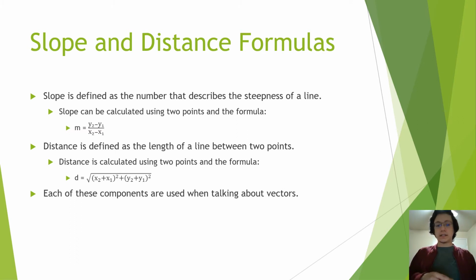It is the distance, or the length, of this line, where you would take x2 minus x1, square it, and add that to y2 minus y1 squared, and then take the square root of the entire thing. You would get a single number that gives us the distance. And we use each of these components, the slope, the distance, all of that, whenever we're talking about vectors.